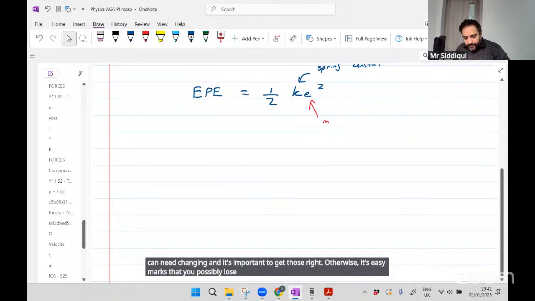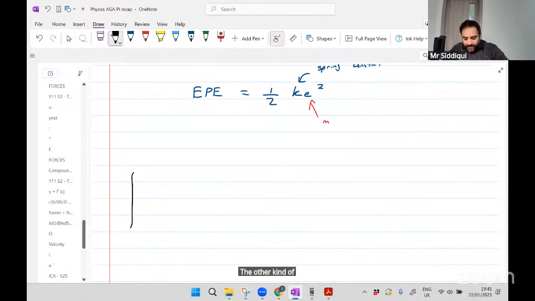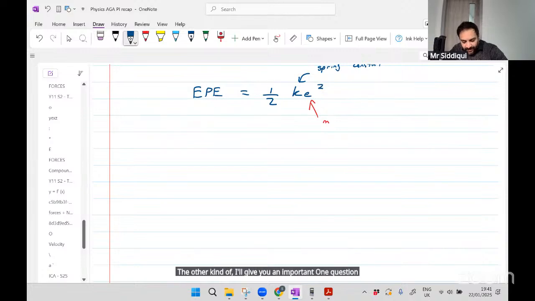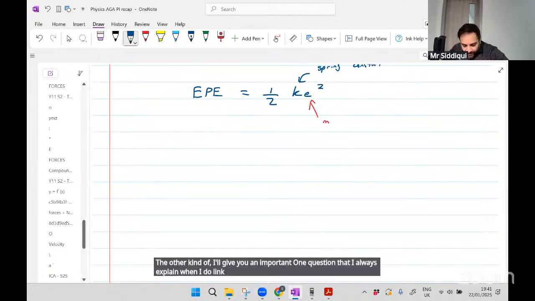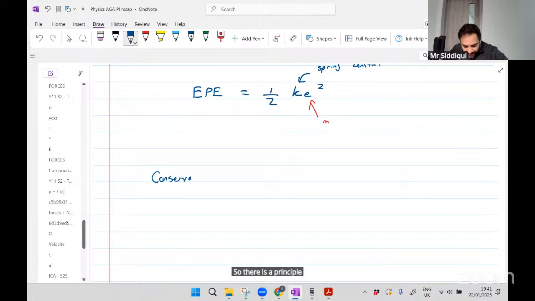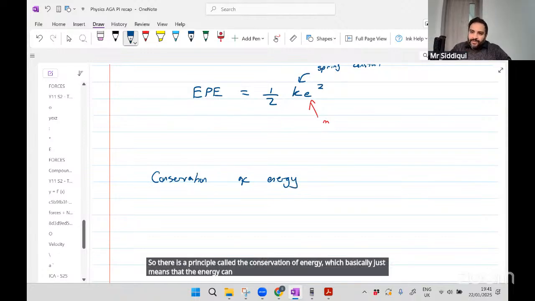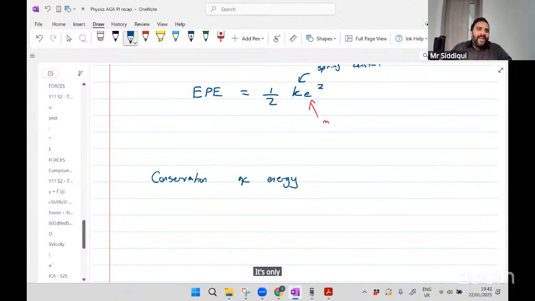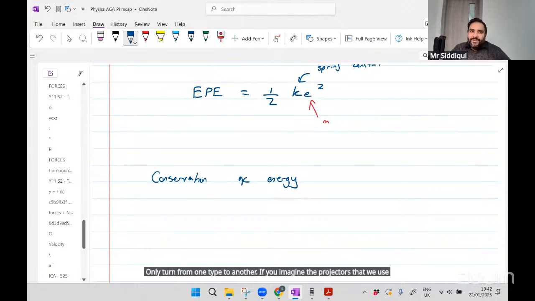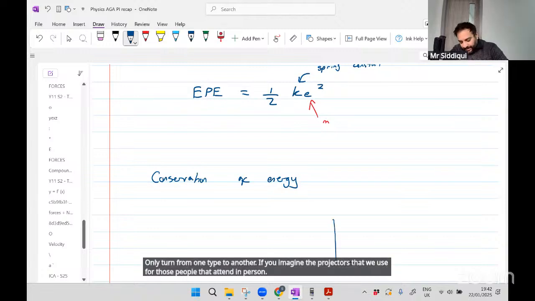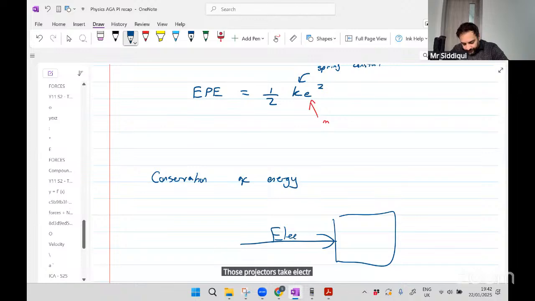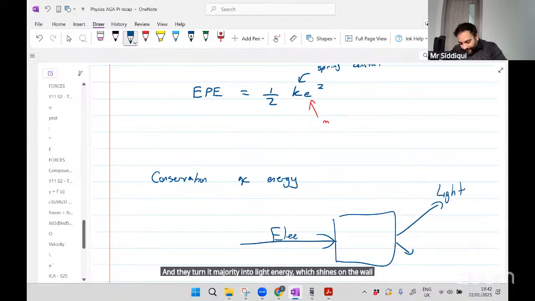The other important one that I always explain when I link these things together is a principle called the conservation of energy, which basically just means that energy can never be created or destroyed. It's only turned from one type to another. If you imagine the projectors that we use for those people that attend in person, those projectors take electrical energy and they turn it majority into light energy, which shines on the wall. However, you can hear it, so there is a little bit of sound energy, and if you touched it, there would be a little bit of heat energy.